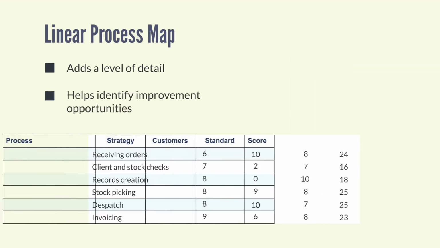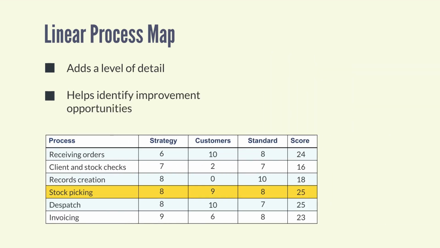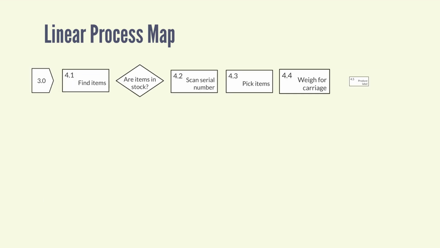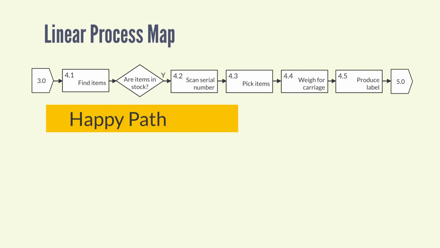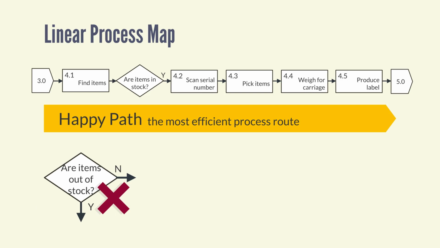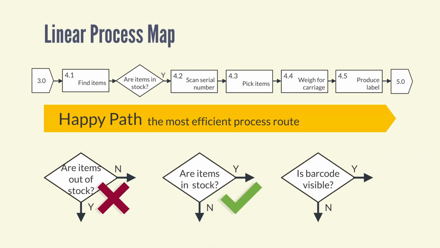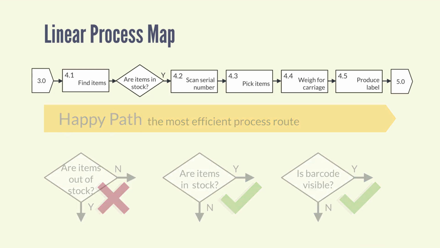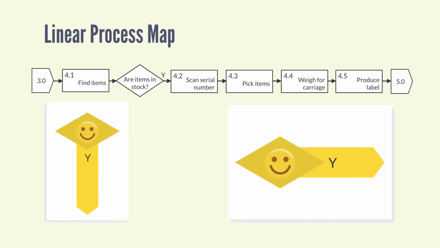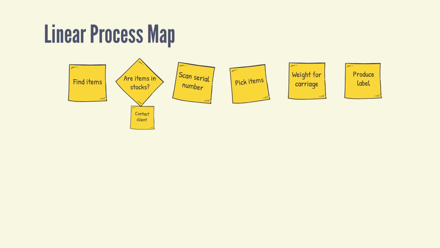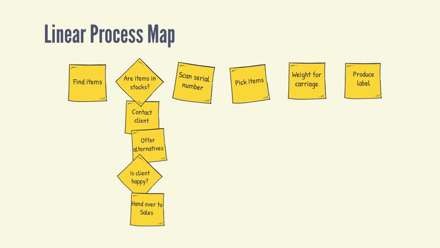Let's say that we want to map the process for stock picking, number 4 in our example. By adopting a consistent approach to the flow of the process, it's possible to create a happy path that identifies the most efficient process route. This basically means that for each decision point, the question is worded so that a yes decision is always the desired result, and the yes arrow always points in the same direction. This might be down if using a portrait view, or right if using a landscape view. When using sticky notes, it's easy to show decision points by placing the note at an angle.